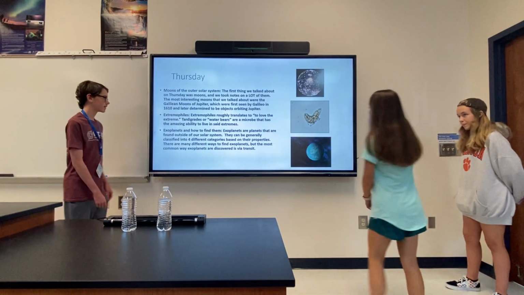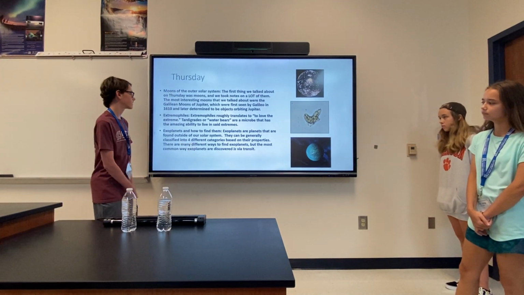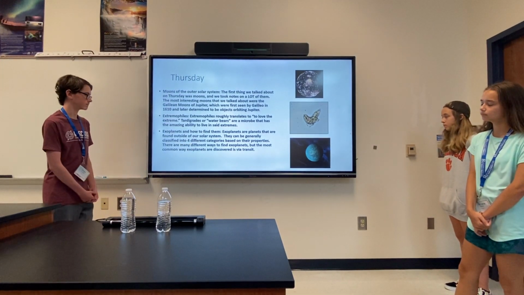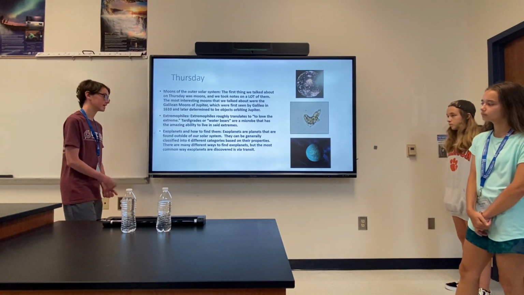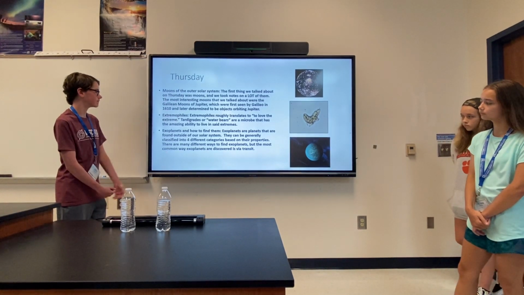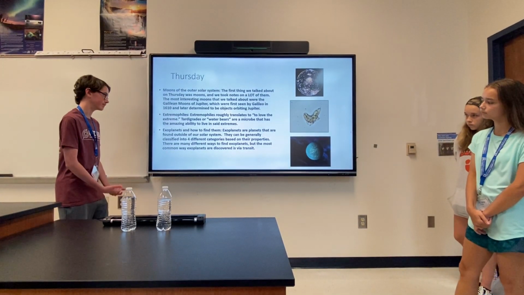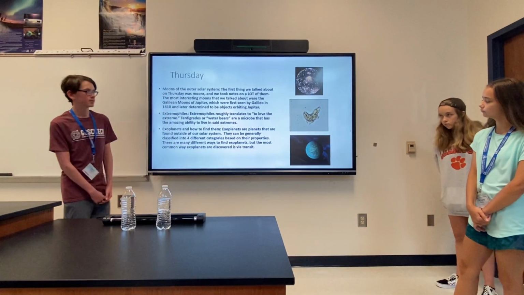And the last thing we talked about on Thursday was exoplanets and how to find them. Okay, so exoplanets are planets that are found outside of our own solar system. They can be generally classified into 4 different categories based on their properties, like gas giants. They're made of gas. There are many different ways to find them, but the most common way we've discovered all the ones we've discovered is transit. That's Kepler 22b. It's an exoplanet.